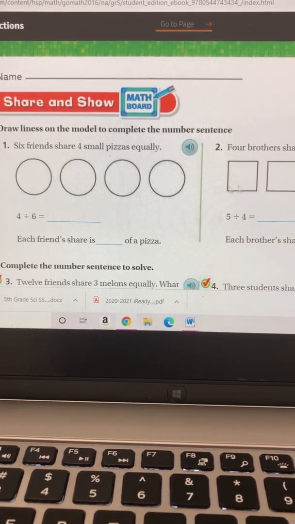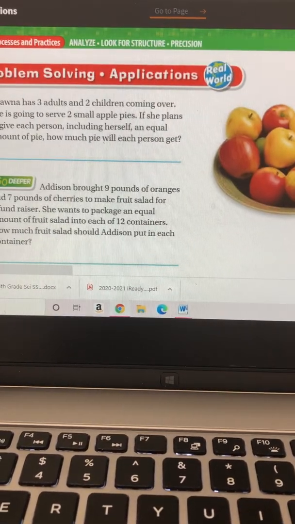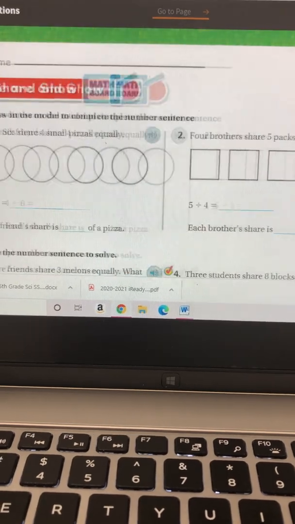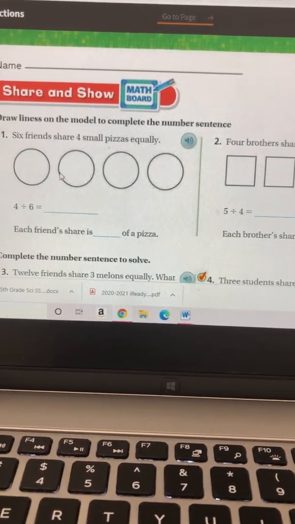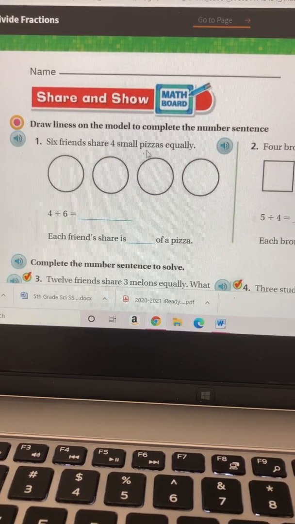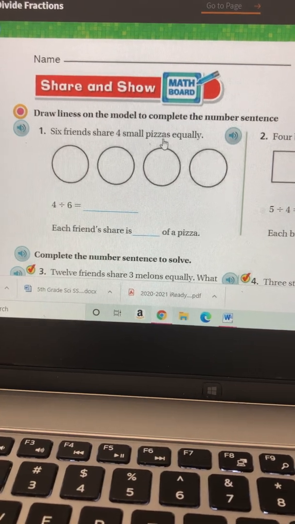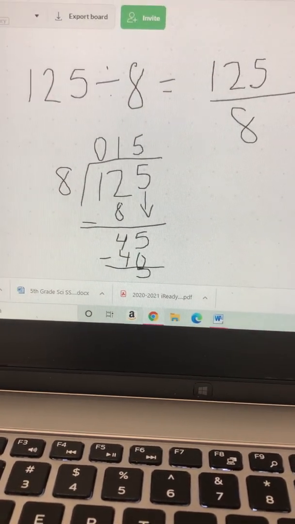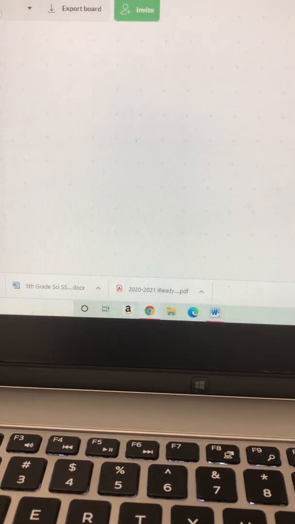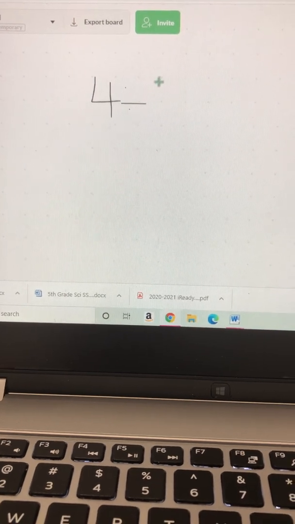Okay, so we'll do numbers 1 and 2 together, and then that should, actually, let me see if there's other word problems back here. Yes, there are. Perfect. So we'll do number 1 and then one of the word problems in the back. 6 friends share 4 small pizzas equally. What are they sharing? 4 small pizzas. So again, we're going to write that number first. 6 friends are sharing 4 small pizzas. So it's going to be 4 divided by 6.